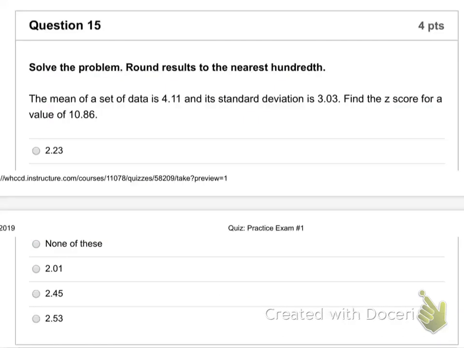All right. The mean of the data set is 4.11, standard deviation 3.03. Find the z-score for a value of 10.86. Okay, so the z-score is score minus mean over standard deviation.